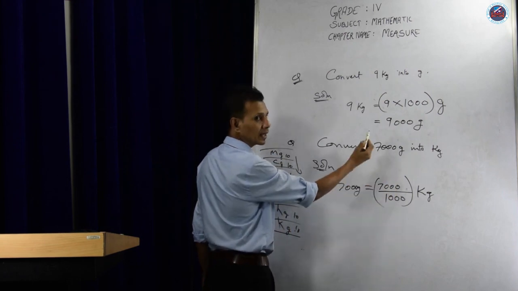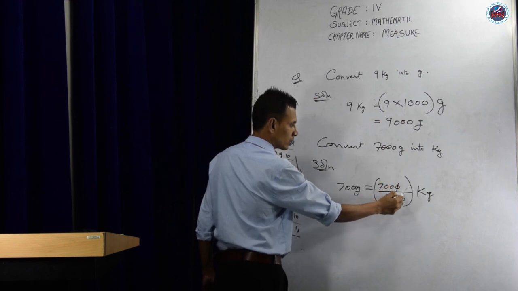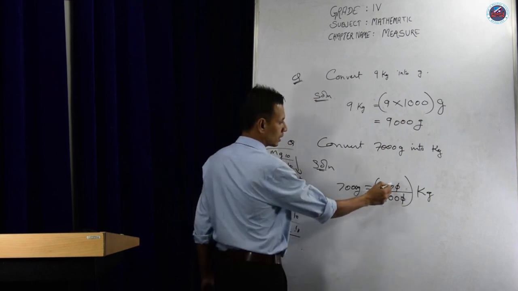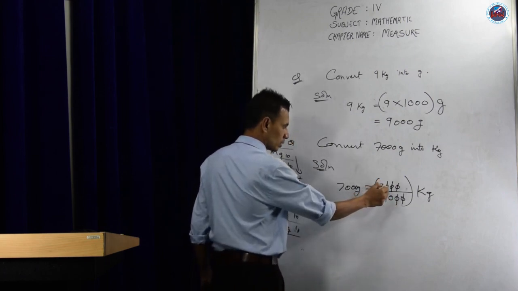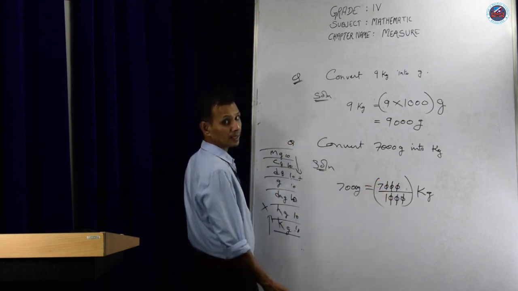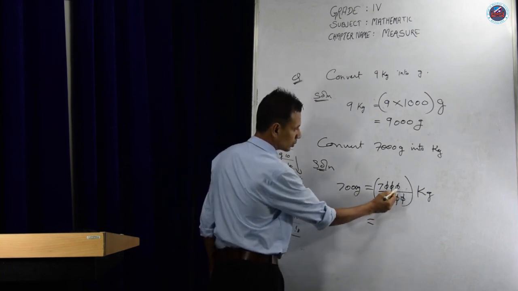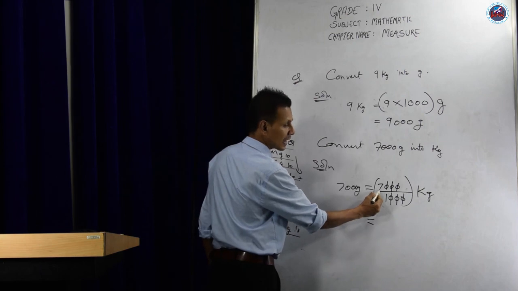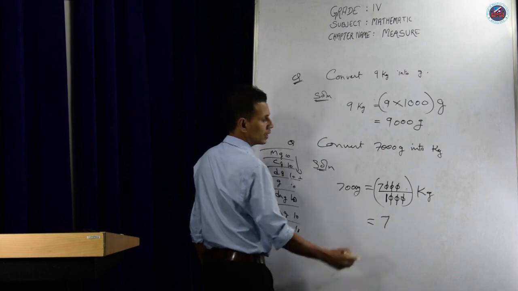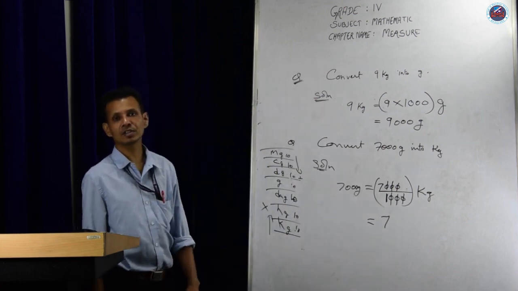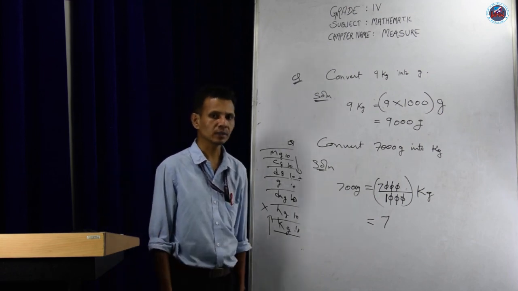Now in this case, upside, downside, say numerator, denominator. Numerator 1 0, denominator 1 0, I can cancel. Numerator 1 0, denominator 1 0, I can cancel. Numerator 1 0, denominator 1 0, I can cancel, and my work is done. It's equal. Upside we are left with only 7. Downside we are left with 1, which we never see.